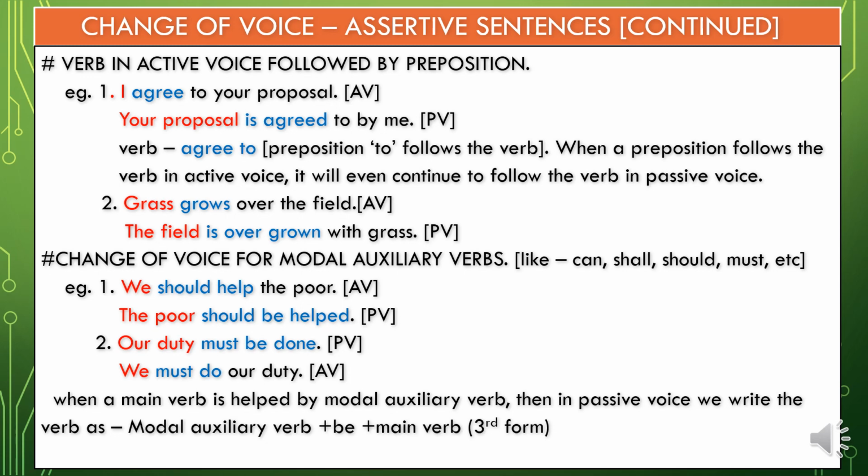Have you understood that when there is a modal auxiliary like can, shall, should, must, etc., then what will happen in passive voice? The modal auxiliary will be retained. The modal auxiliary will be followed by be, and then the verb will take the past participle form.